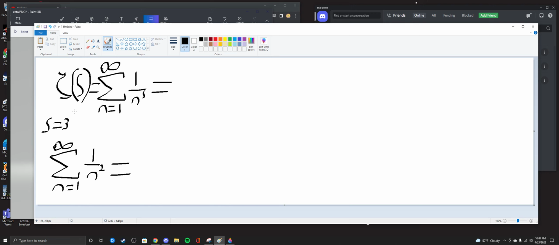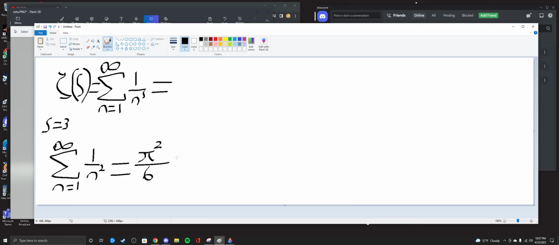Now we don't know what the sum equals, that's what we're trying to find, and I wanted to compare to the Basel problem, where the zeta function when s equals 2, so that's the sum as n goes from 1 to infinity of 1 over n squared, and we know that this equals pi squared over 6.